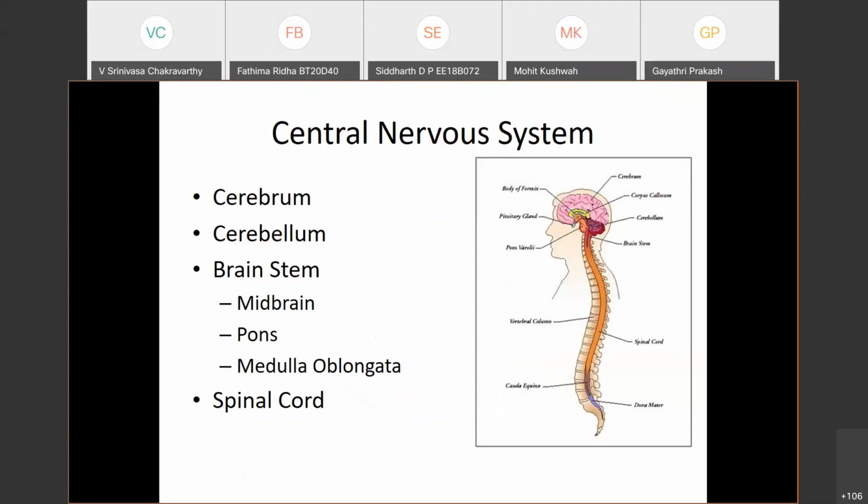So within the central nervous system, you have lots of important structures. There is the cerebrum, which are these two hemispheres that you prominently know as the brain. The cerebellum, which is the small structure in the back of the brain. Then you have the brainstem, which consists of the midbrain, pons, and medulla. And then below that, you have the spinal cord.